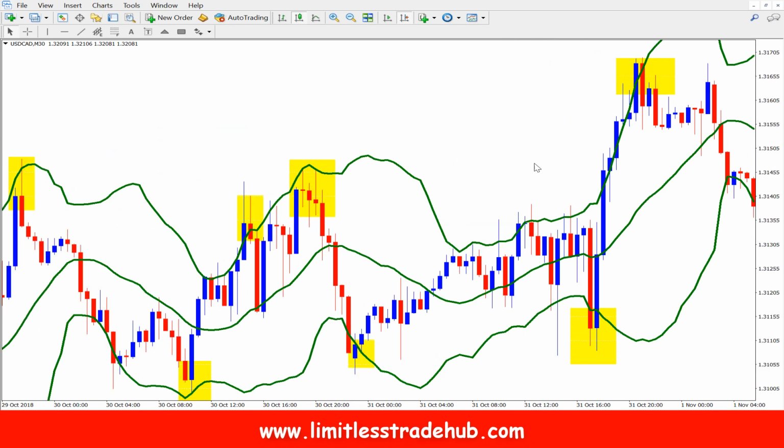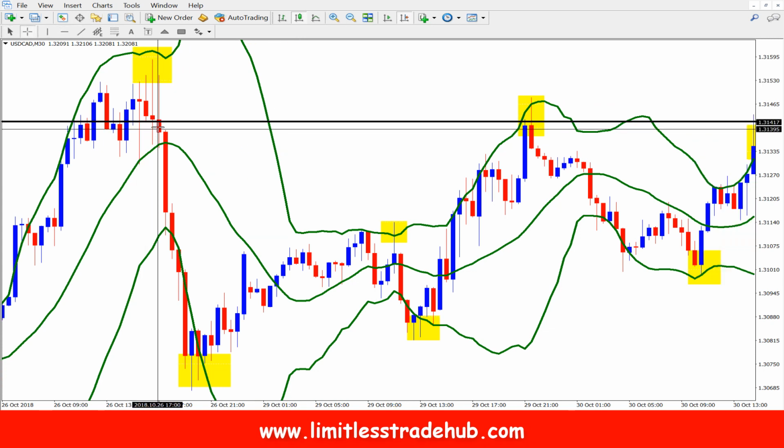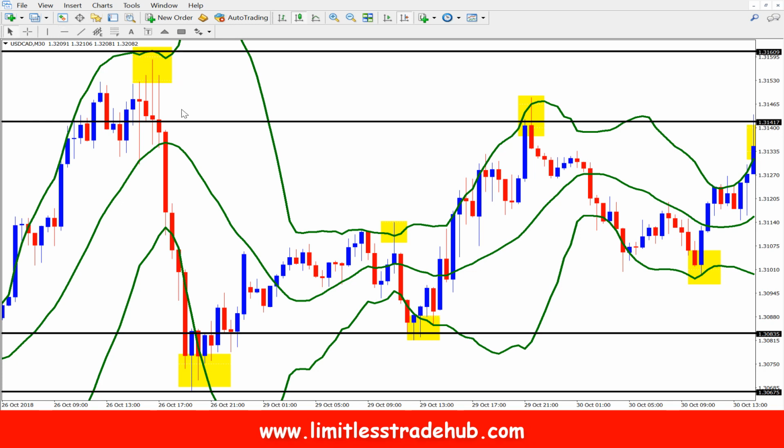So this is our strategy. If we sold here, we could make nearly 70 pips profit. If we bought here, then our stop loss would be here. If we sold here, our stop loss would be above the high of the rejection candle. If we bought here, sold here, our stop loss would be here.